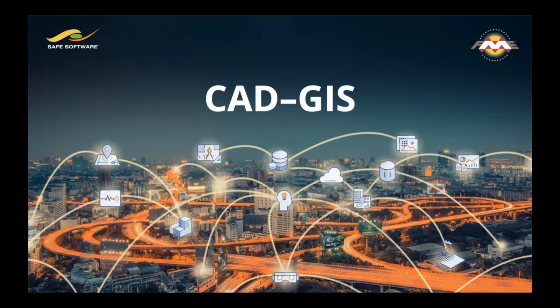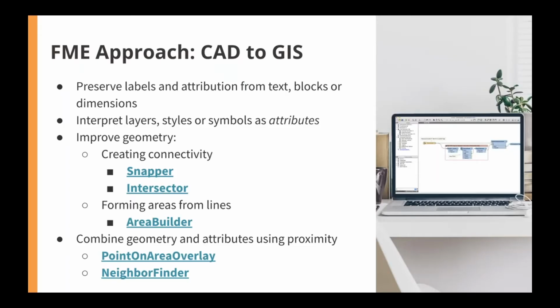So back to CAD to GIS. The approach that you kind of gathered from what I showed there was that we work to preserve as much information as we can and present it to you in the Workbench environment so you can do with it whatever you want. So we can interpret all these styles and symbols and layer names and so on as attributes, and then you can work to improve the geometry. A lot of times CAD drawings aren't clean, so you can clean them up using the Intersector or the Snapper transformers in FME. You can form areas from lines, as I did, and then you can combine the geometry and attributes using proximity.